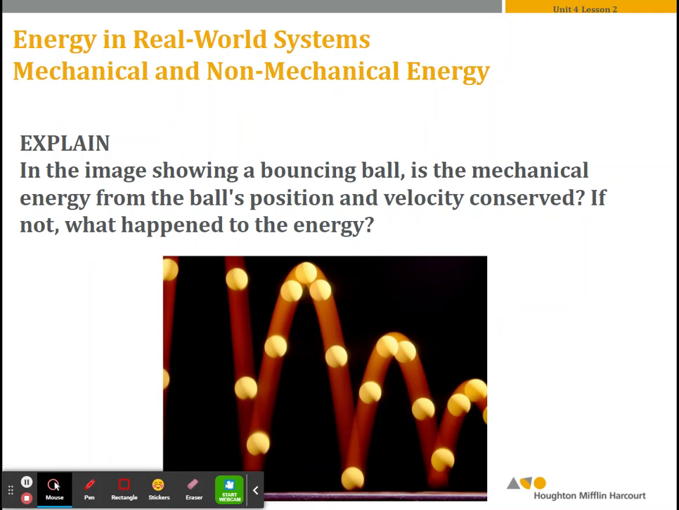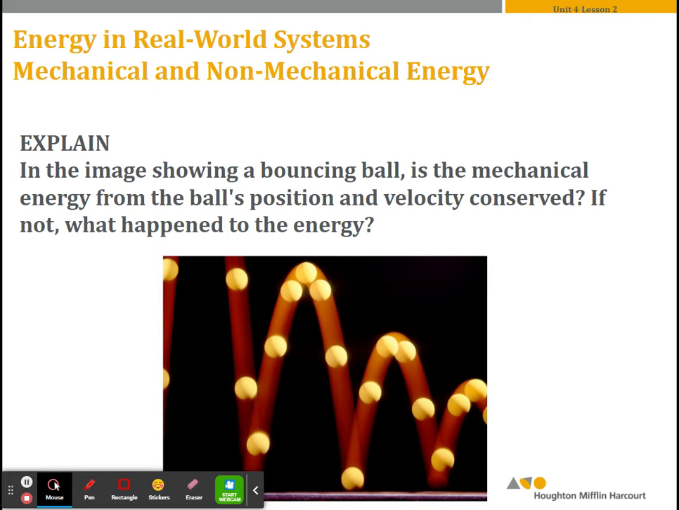Mechanical energy is a form of energy due to an object's velocity and position. We've talked about two different forms of mechanical energy: kinetic energy and potential energy. Both of these are variations of mechanical energy. Or another way of looking at it is if you take the total kinetic energy of an object and add it to the total potential energy of an object, you get its total mechanical energy.